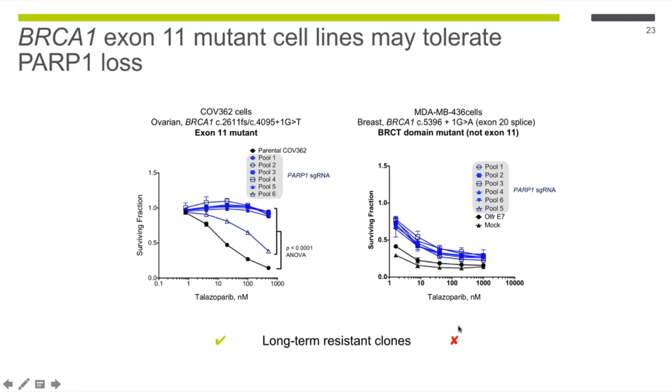And in fact, when we sequence the target sites in these cells, we always see at least 50% of the reads, even in this transient population, have wild-type sequence. So it seems like the complete loss of PARP1 is not being tolerated in these cells.